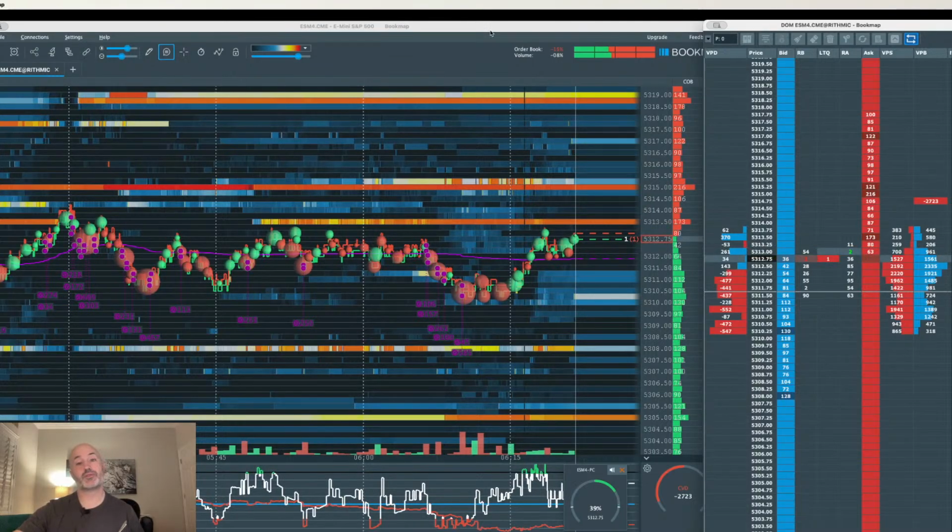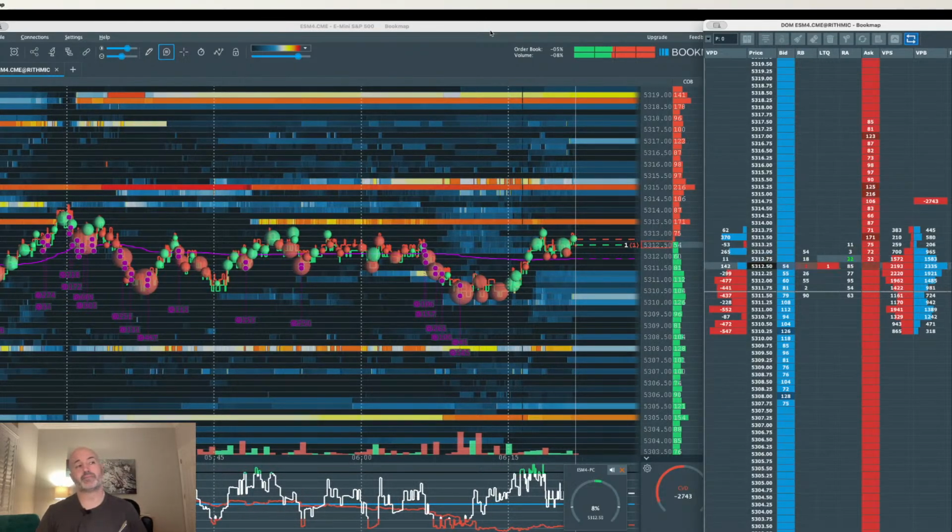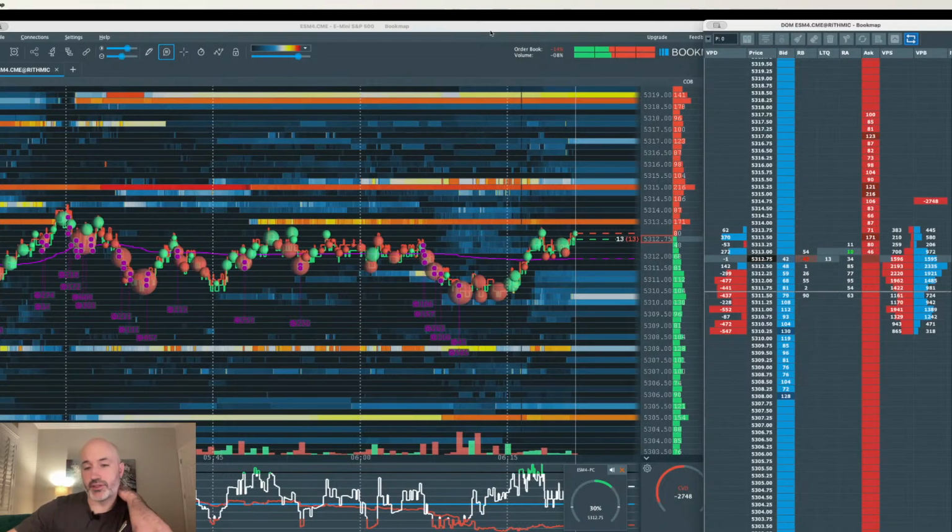I primarily use Bookmap as my order flow platform. I don't execute trades through Bookmap. I use Tradovate for that. But I do use a little bit of TradingView to set my levels.